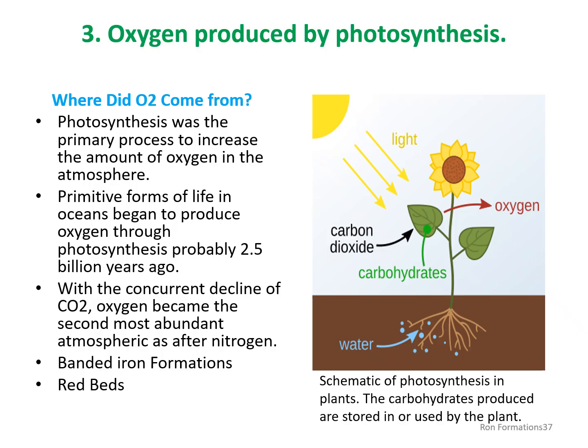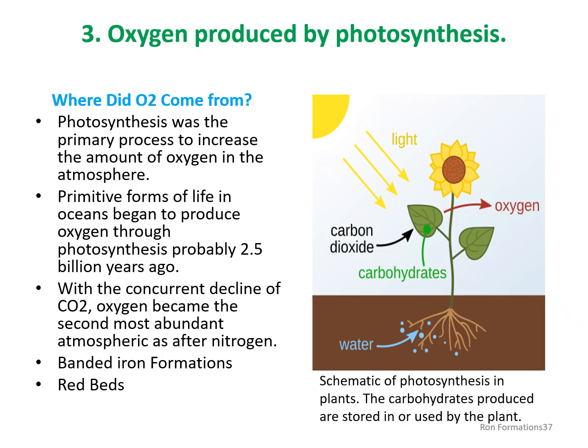With the concurrent decline of carbon dioxide, the carbon dioxide was removed from the atmosphere through dissolution in the oceans and chemical reactions with surface rocks forming carbonates. And oxygen has become the second most abundant gas in the atmosphere after nitrogen.